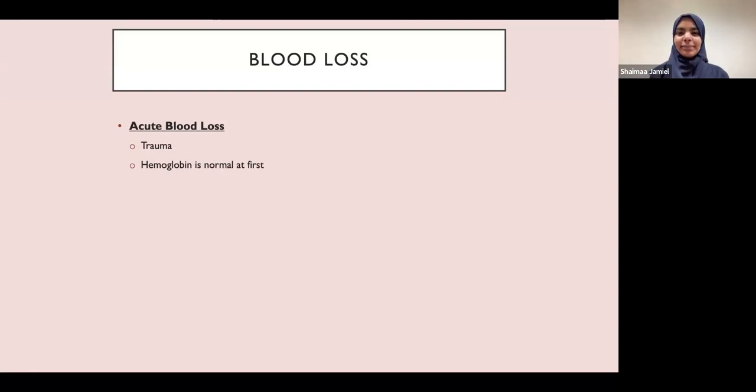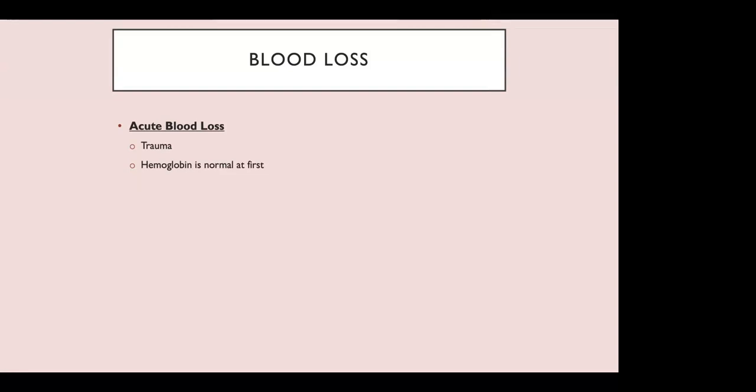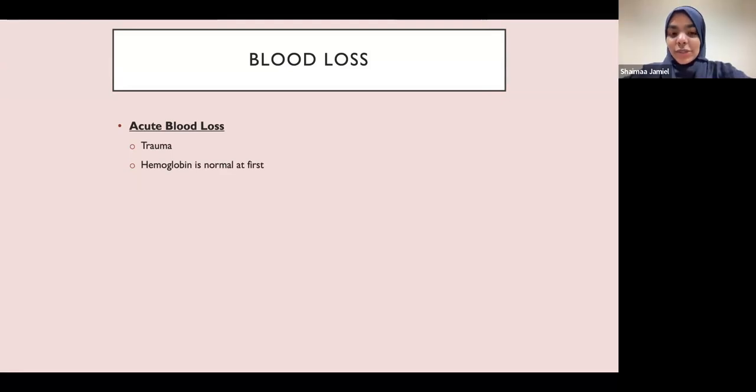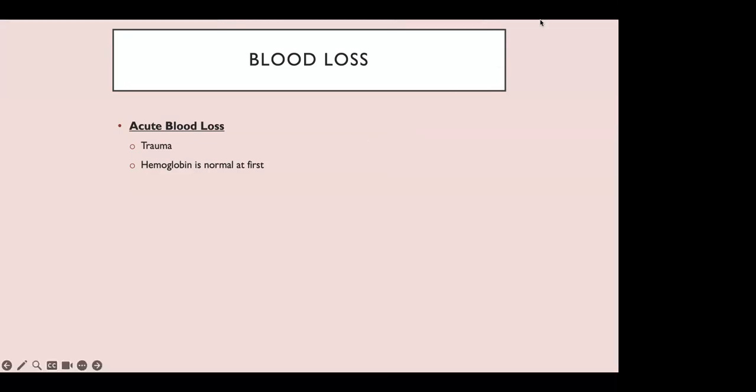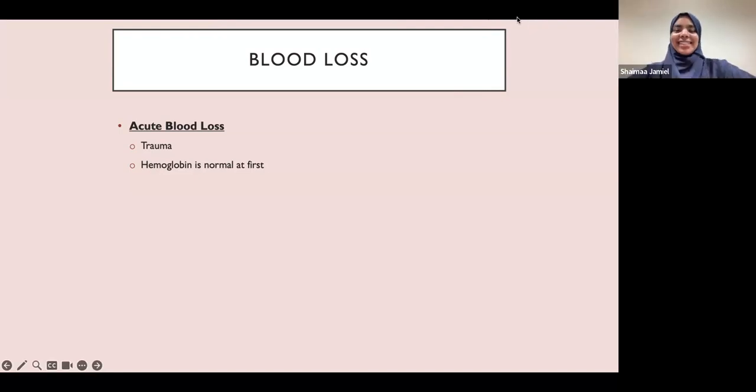Why? Anyone guess? You can unmute yourself. You can say anything. Hemoglobin structure is unaffected. Yeah, no, but the concentration of hemoglobin will be normal. Like if you take a sample of the blood, the CBC will not show anemia per se, even though they lost a lot of blood. So same concentration? Right, exactly.